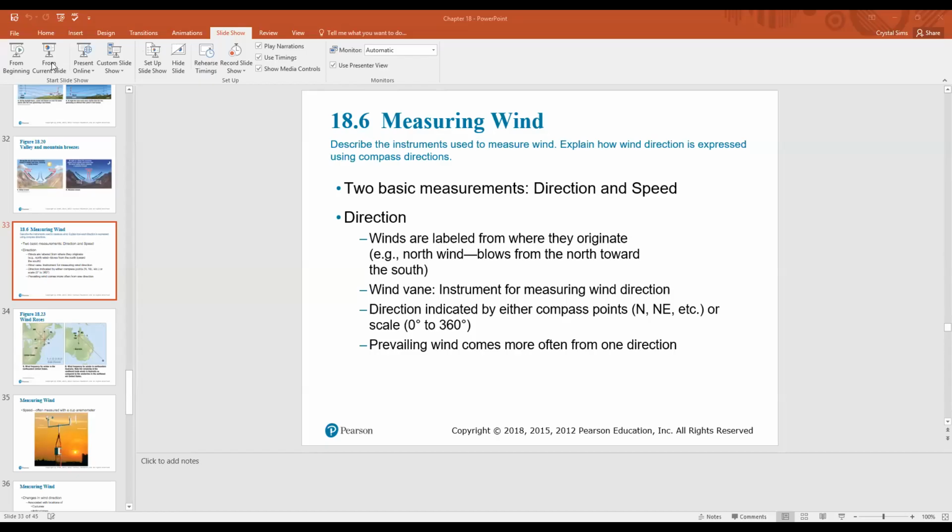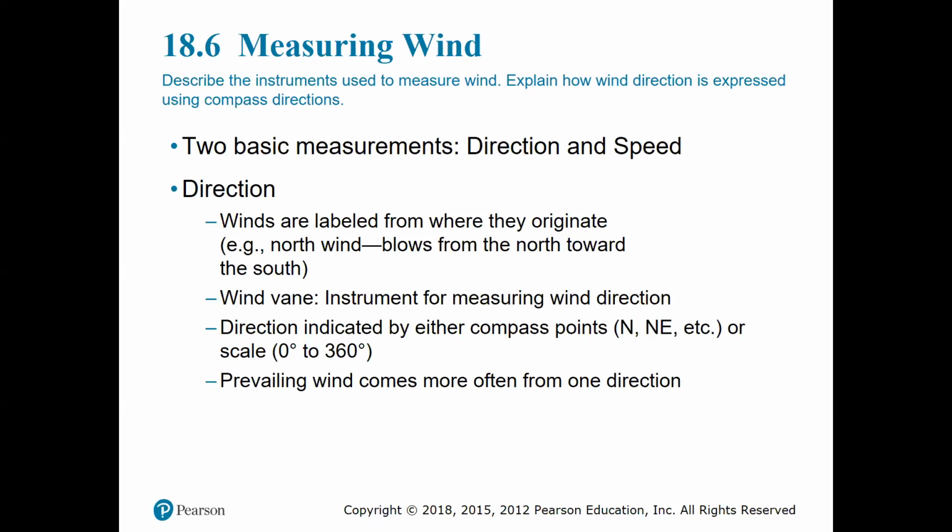So now we've looked at what winds are and where they come from. Now we're going to look at how we measure wind. When we look at wind, we have two basic things that we're going to measure: direction and speed. Direction is going to be the first one we look at here.